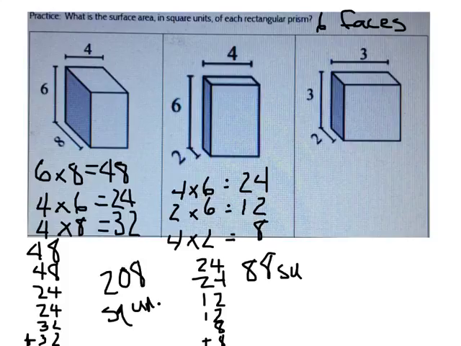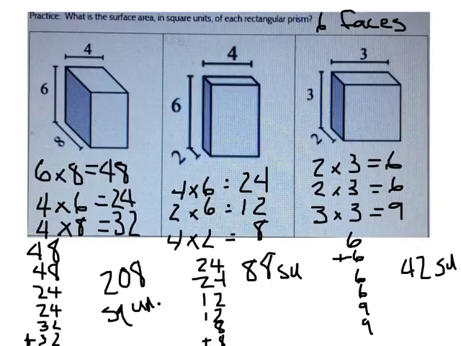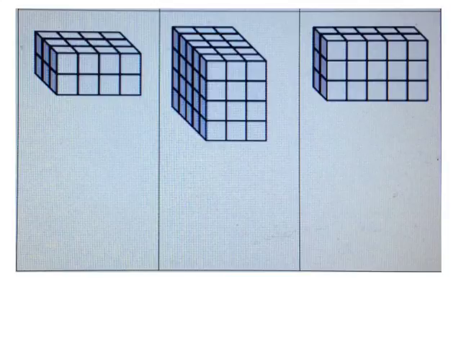Now you try one. Find the surface area of the third shape. The area of the side face is 6 square units. The area of the top face is 6 square units. And the area of the front face is 9 square units. When I add side and side, top and bottom, front and back, I get a surface area of 42 square units. Now let's try a few more examples.